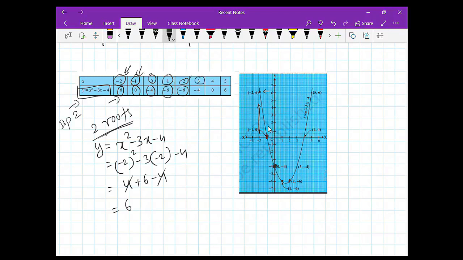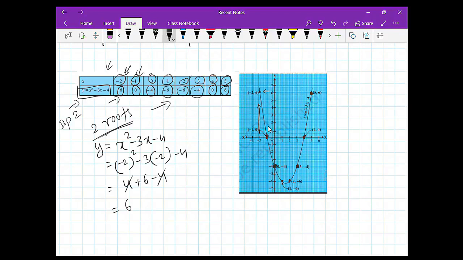Next, when x equal to 3, y equal to minus 4. The point is here. When x equal to 4, y equal to 0. The point is here. And last, when x equal to 5, y becomes positive 6. The point lies here. See, after putting x values into this equation, we get these y values.